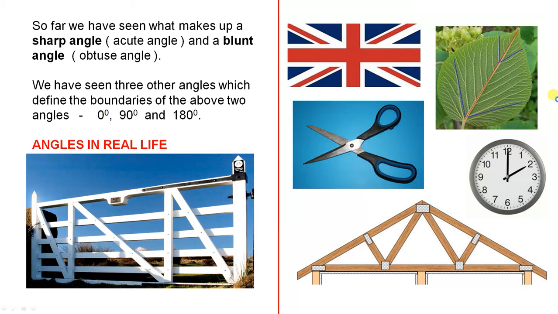So far we have seen what makes up a sharp angle, which is an acute angle, and a blunt angle, which is an obtuse angle. We have seen 3 other angles which define the boundaries of the above two angles, 0 degrees, 90 degrees and 180 degrees. I think it's useful now to have a look at some of these angles in real life. If you look at this gate here, we've got plenty of examples here. Now this is a perfect example. See the top part of the gate there?